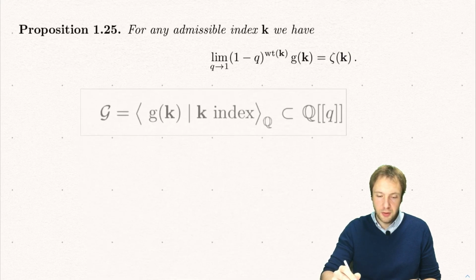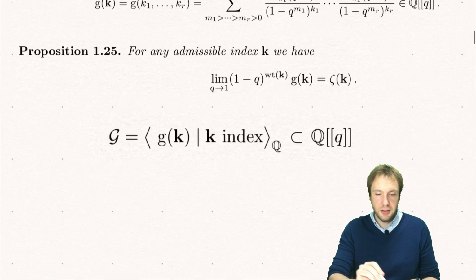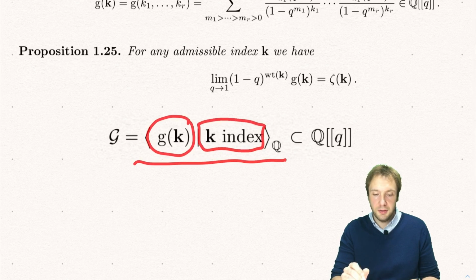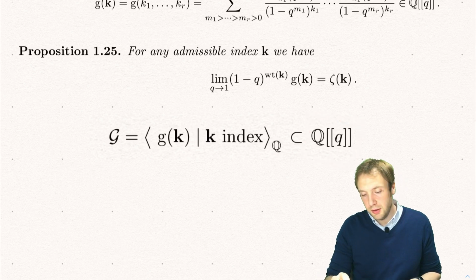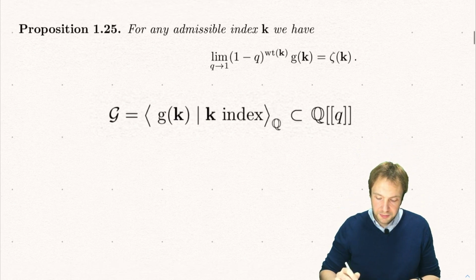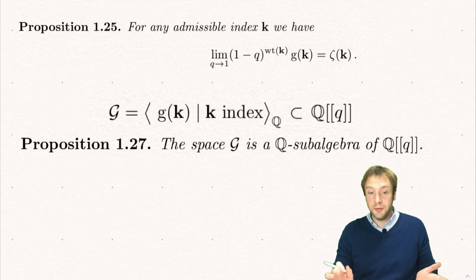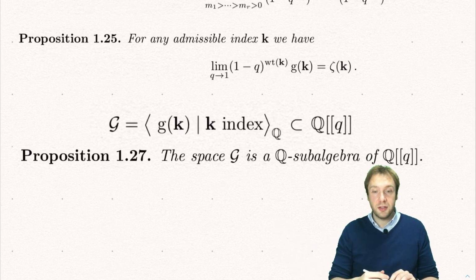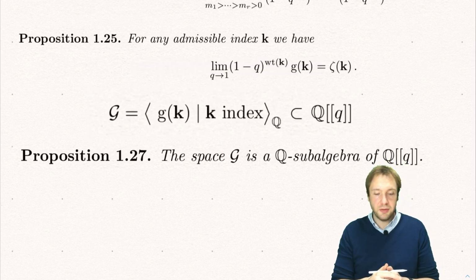So we denote the space spanned by these by G. This is the Q-vector space spanned by all these q-series for all indices, not just admissible but also non-admissible. And this is a subspace of the ring of all q-series. We will now see that this space is also closed under multiplication. We will see this in the smallest case, and in the next section we will make this precise and show that this space is actually closed under multiplication.